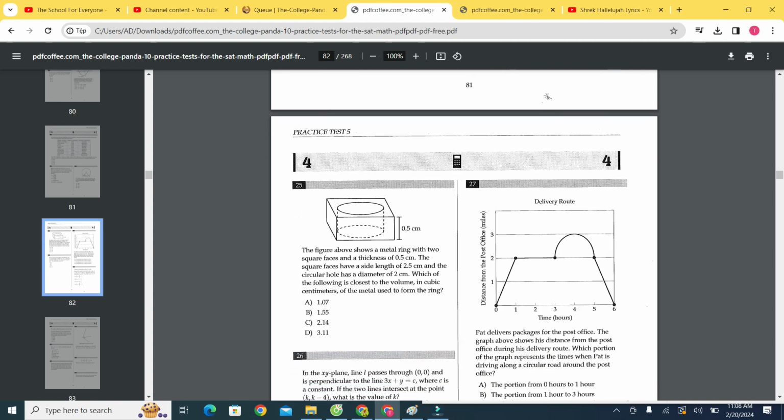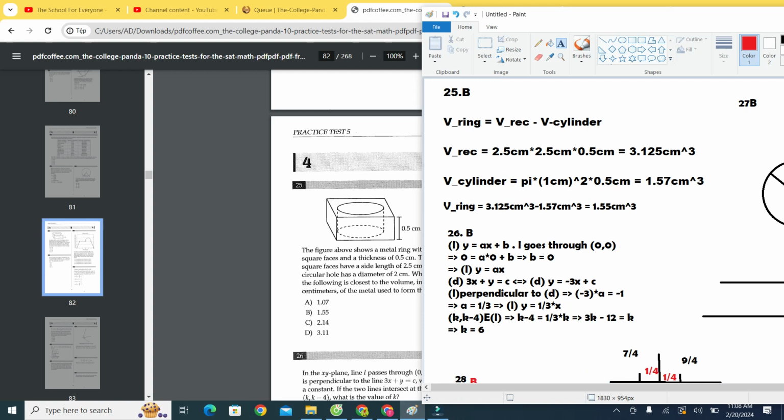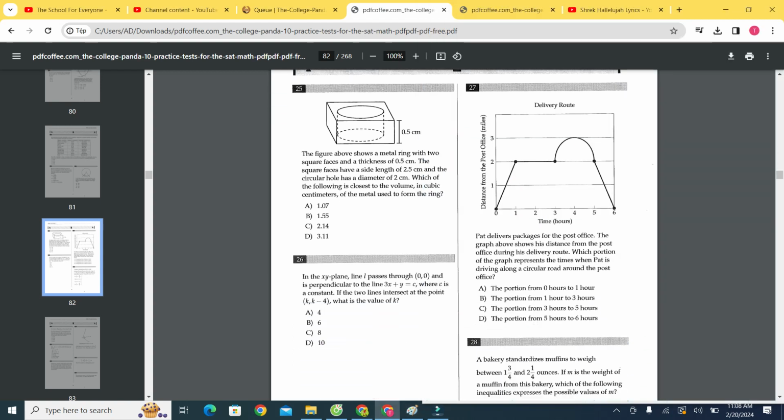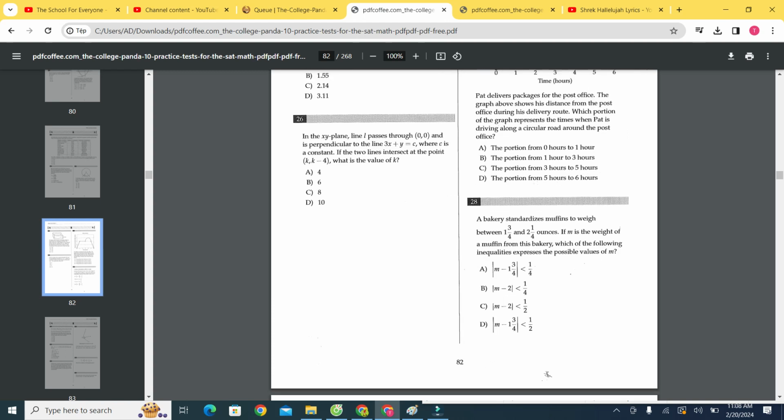Alright, so welcome to the next section of the SAT Math. Today we're going to cover Test 5, Section 4, questions 25 to 28.